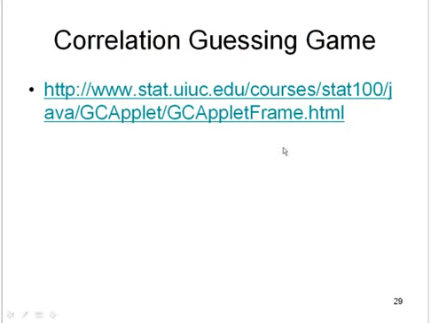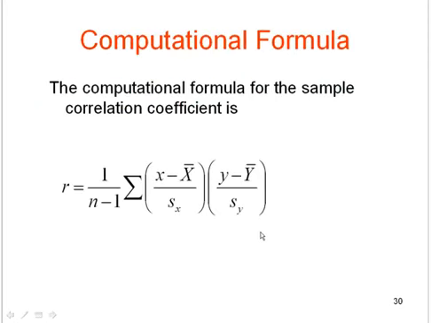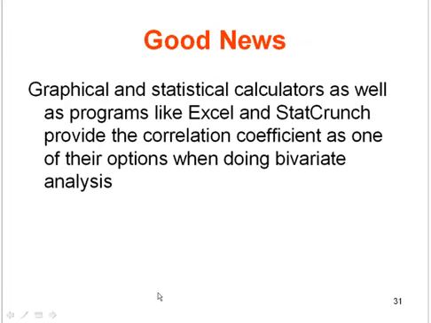When you finish viewing this video, I'd like you to go to this website and play the correlation guessing game. Now, here it comes. This is the bad news. The computational formula for the correlation coefficient is very nasty. It involves evaluating means, standard deviations, doing lots of subtractions and multiplications, and finally some adding. The good news is that in this course we're going to use StatCrunch to evaluate the correlation coefficient whenever we need to do that.